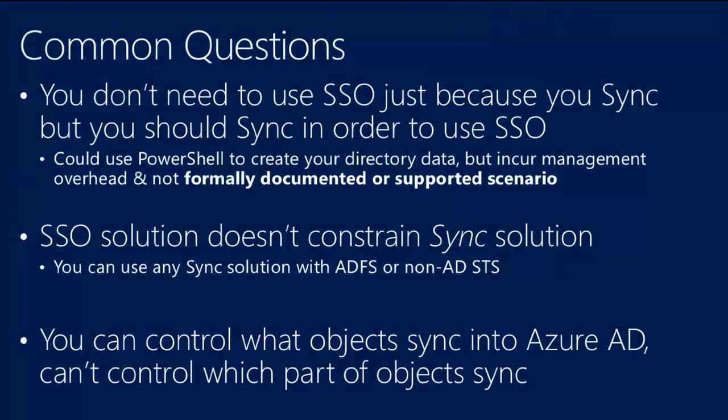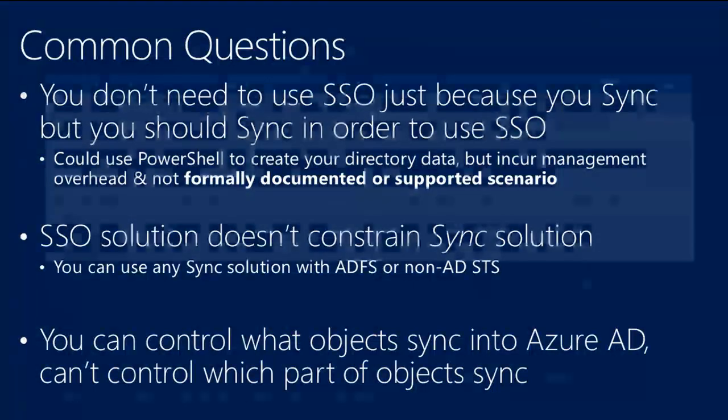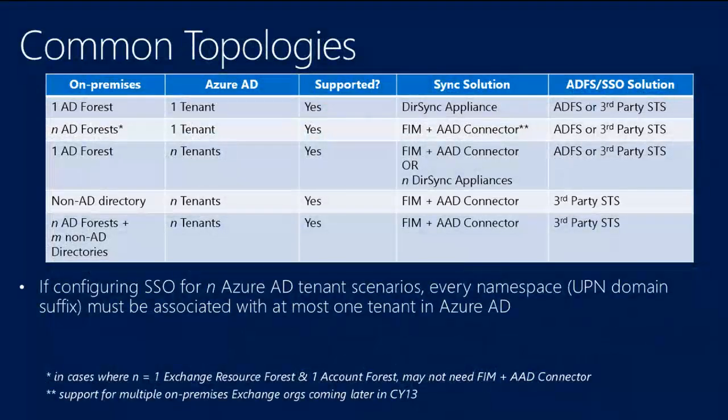And the other thing here is, a lot of folks ask, you can control what objects sync into Azure AD. You can't change which attributes of those objects. So for example, we don't currently allow you to say, I don't want my user's department information to flow. You can say, I don't want these users to flow, but you can't select subsets of information to go up to the cloud.